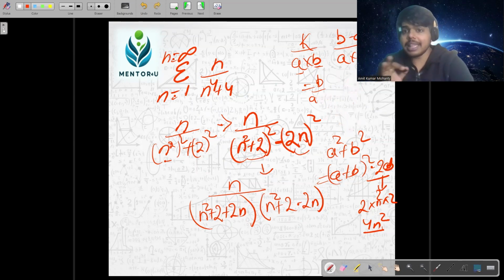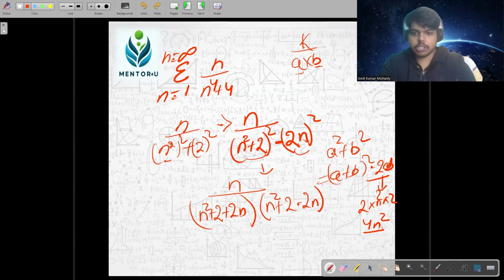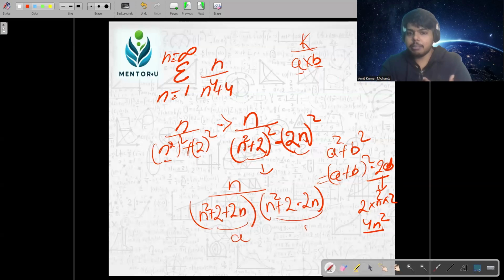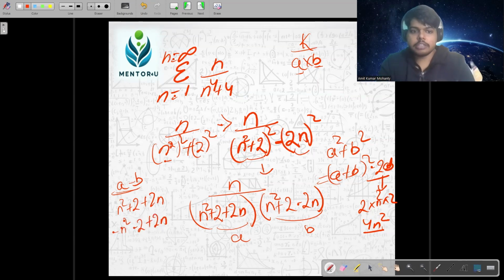So keeping that in our mind, let's come back to our particular question. If I look at this particular term, let this term be a and this term be b. What is a minus b? Let's first go through it. If I try to write a minus b, what is happening? A is n square plus 2 plus 2n, and minus of b, so minus n square minus 2 plus 2n. Correct? This is how the minus will go. So if I add it up, the values are getting cancelled, and ultimately we are remaining with 4n.